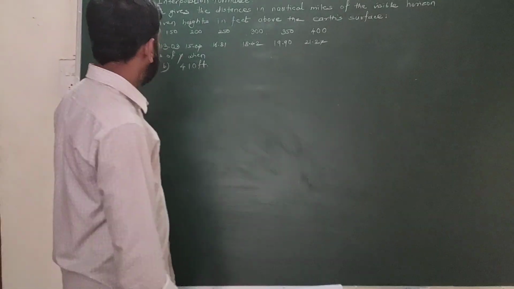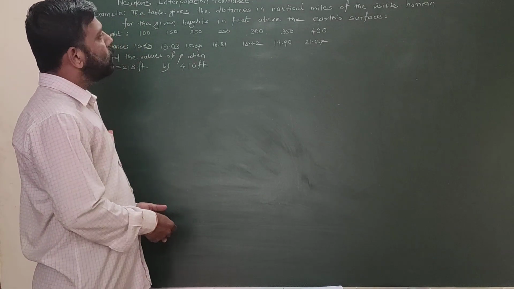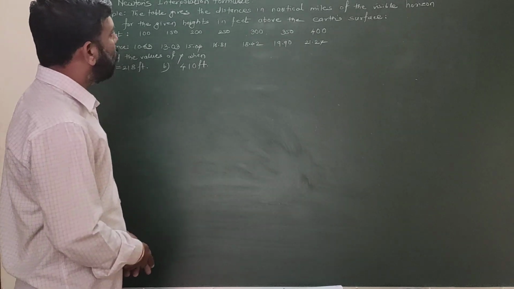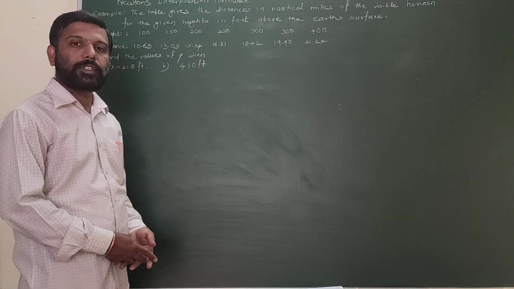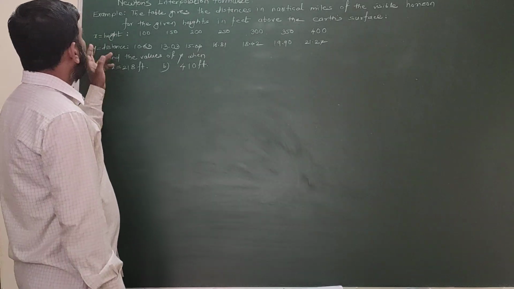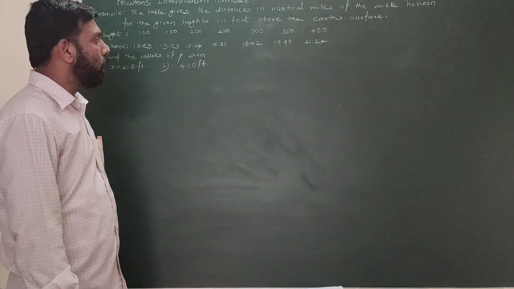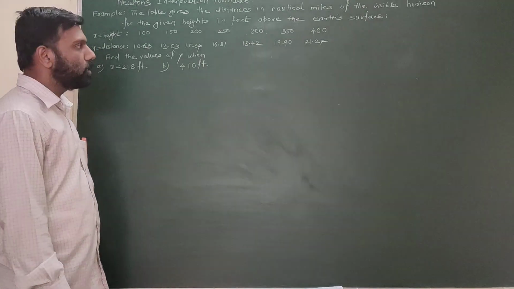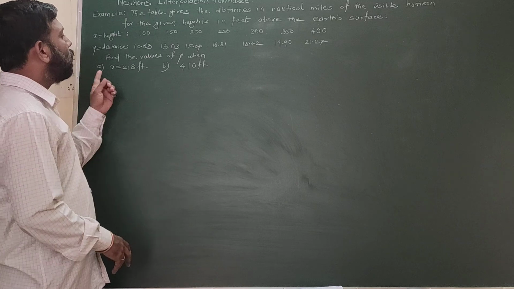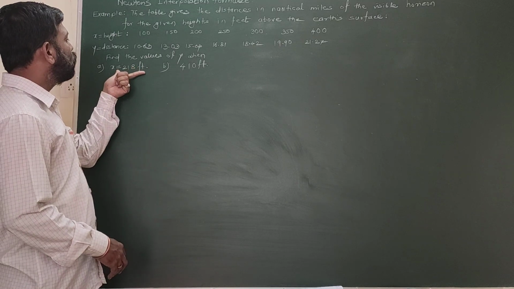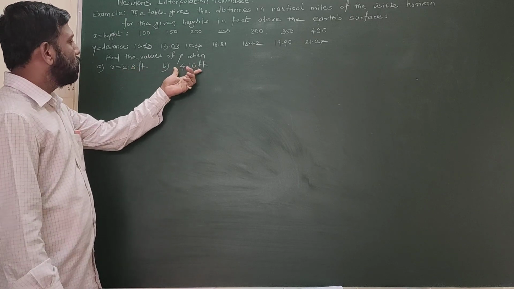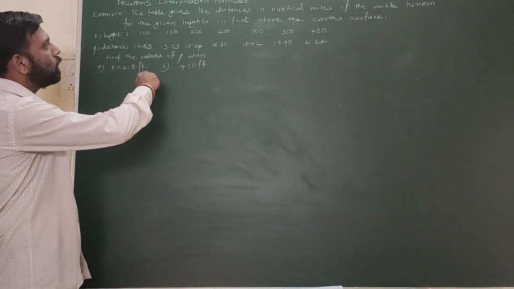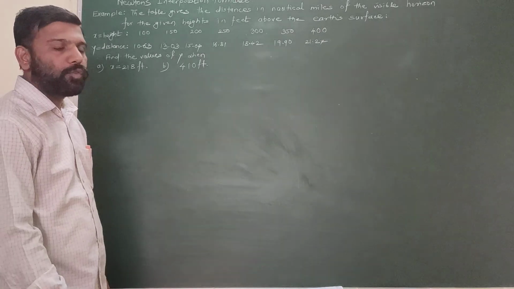Here we take one example. The table gives the distances in nautical miles of the visible horizon for the given heights in feet above the earth's surface. X is equal to height, this row they have given to us, and y is equal to distance, the second row. Find the value of y when x is equal to 218 feet and 410 feet. These two values we have to find by using Newton's interpolation formula.